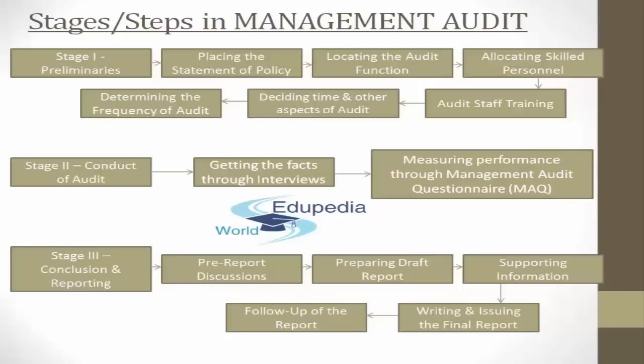And finally, stage one will end with the determination of the frequency of audit. Management audit should be conducted often enough to provide protection against growing problems, but not so frequently as to lead to repetition with the result of questionable value. So a management audit will be ideal if conducted once in 2 or 3 years, which I have just provided to you.